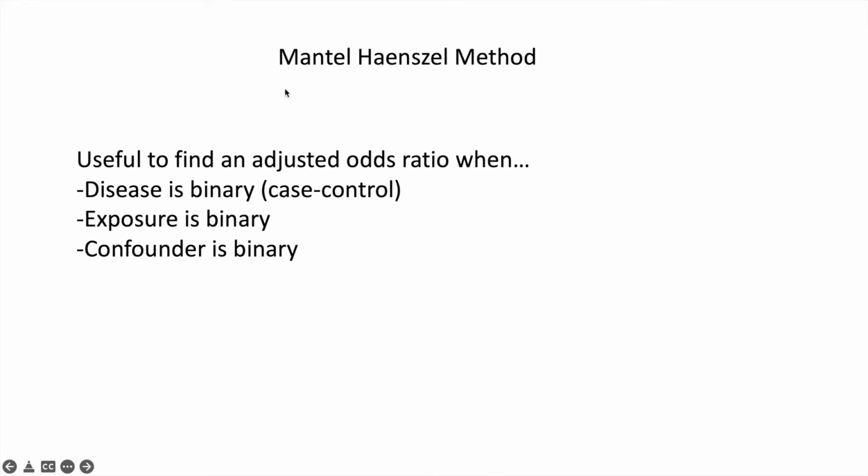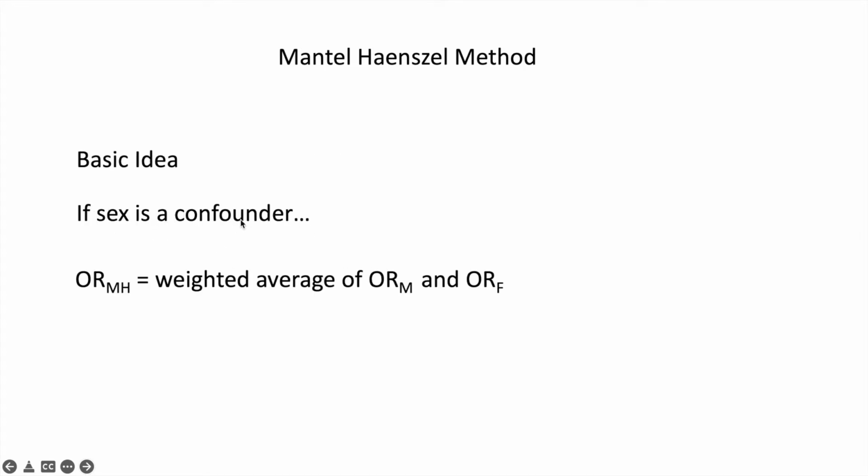This video is going to cover the Mantel-Haenszel method of calculating an adjusted odds ratio with one confounder that's categorical. The situation where you can use the Mantel-Haenszel method for this is when the outcome is binary, like in a case control study, when the exposure is binary, and when you have a binary confounder. The basic idea, if you think sex is a confounder, for example, is you can find an adjusted Mantel-Haenszel odds ratio as a weighted average of the odds ratio in the male strata and the odds ratio in the female strata.